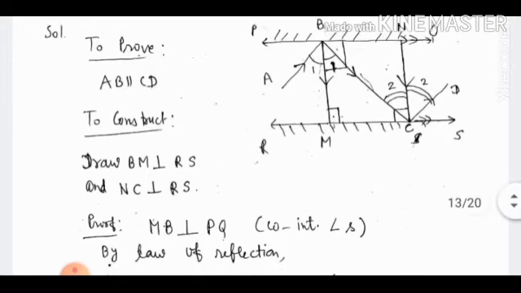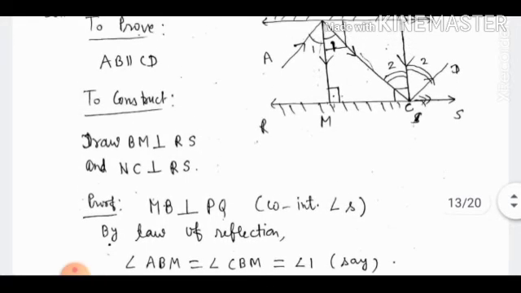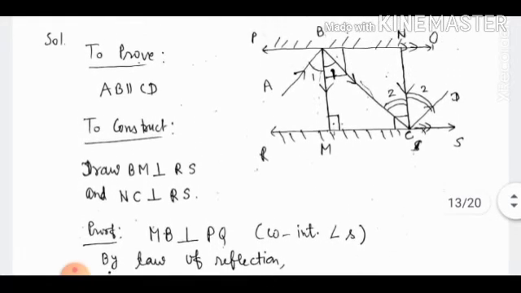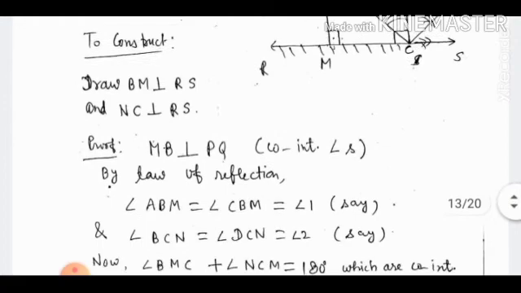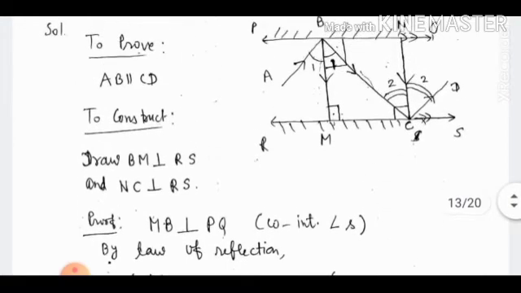Now by the law of reflection, angle ABM is equal to angle CBM. We know that the angle of incidence is equal to the angle of reflection. We can take it as angle 1. Now angle BCN is equal to angle DCN. We suppose this is angle 2.